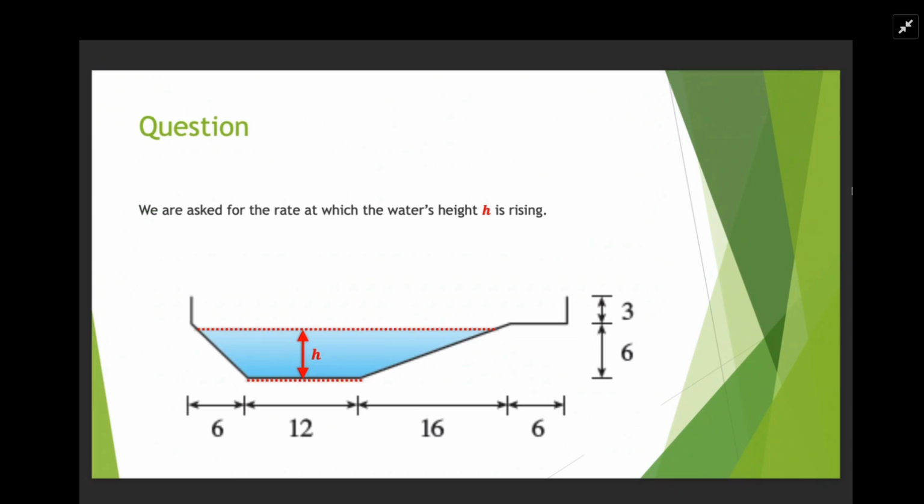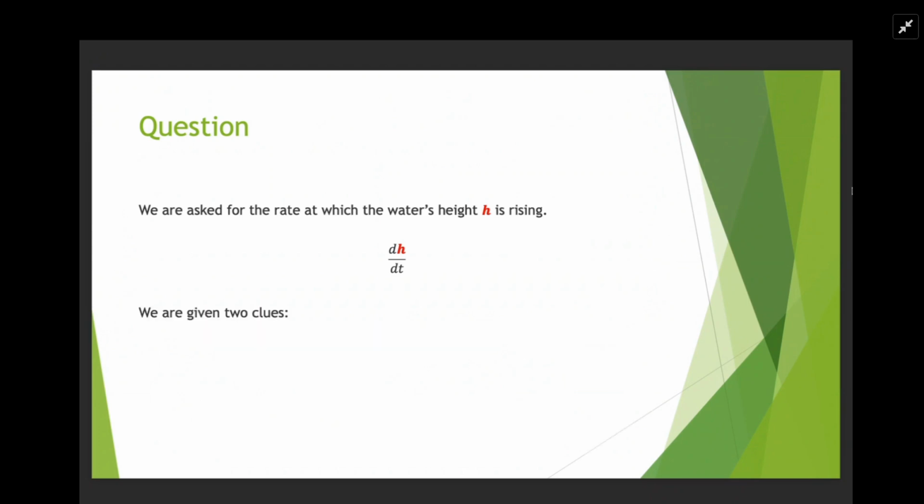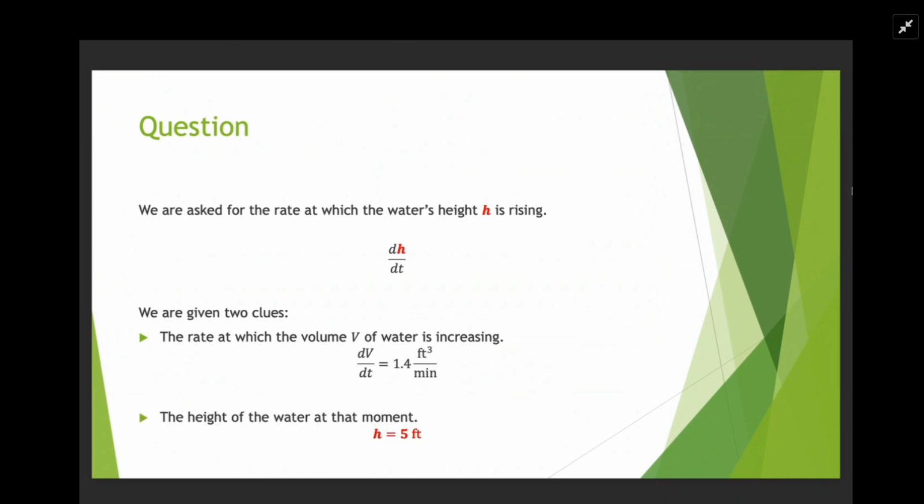What we're being asked for is the rate at which the water's height is rising, call it h. In other words, the derivative of height with respect to time, dh/dt. And we are given two clues: the rate at which the volume V of water is increasing, dV/dt, and also the height of the water at that moment in time, h equals 5 feet.